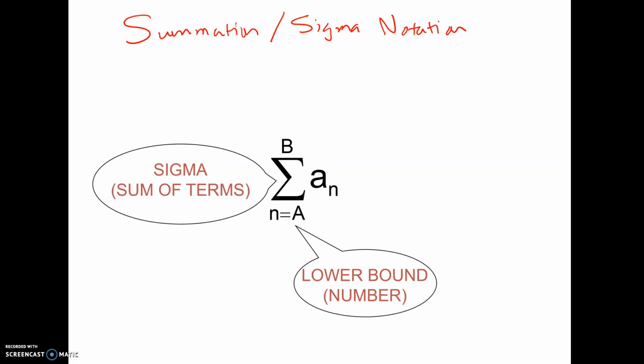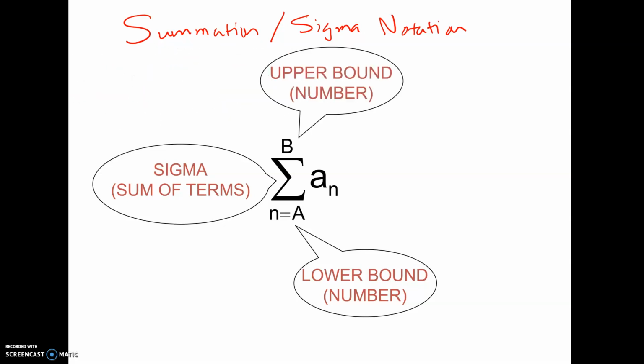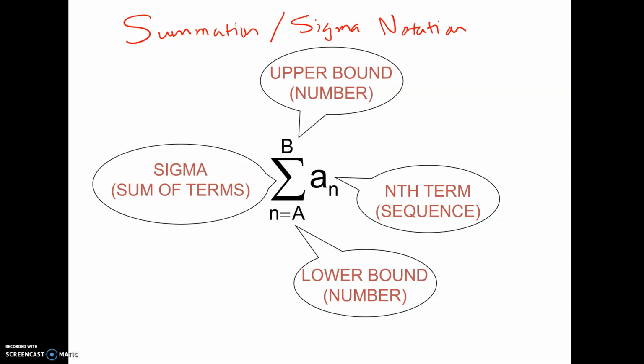And then to the right of it, it tells you where you're going to start plugging in. And here at the top is when you're going to stop plugging in. That's your upper bound. And then right here in front of the sigma, that's the formula that you're going to plug into each time to get all of your terms. And then the sigma says, add them up.